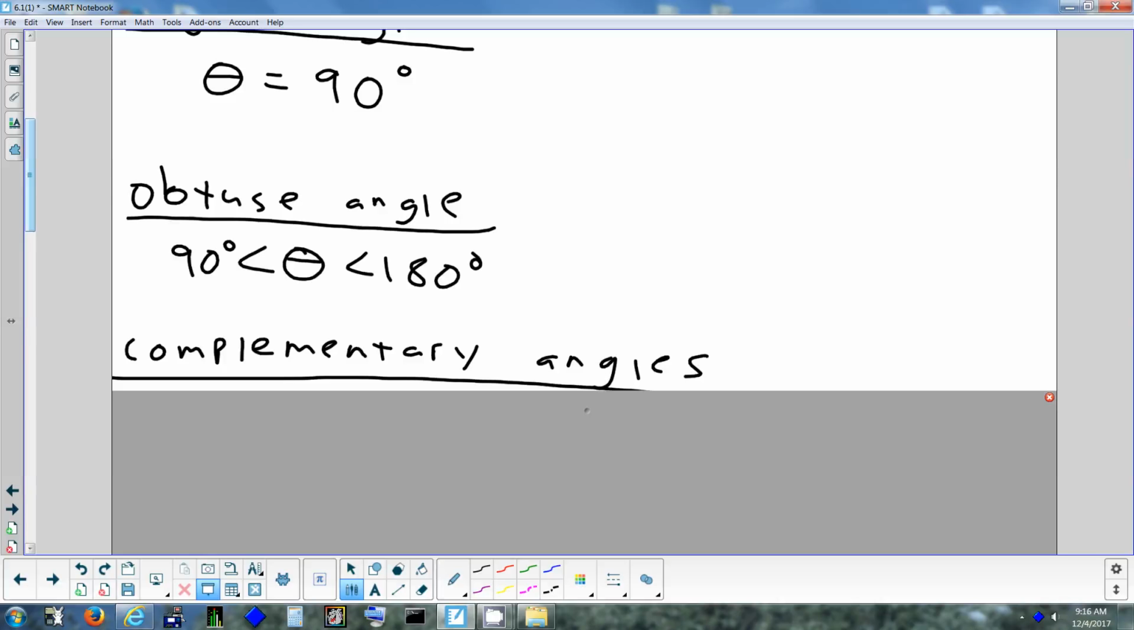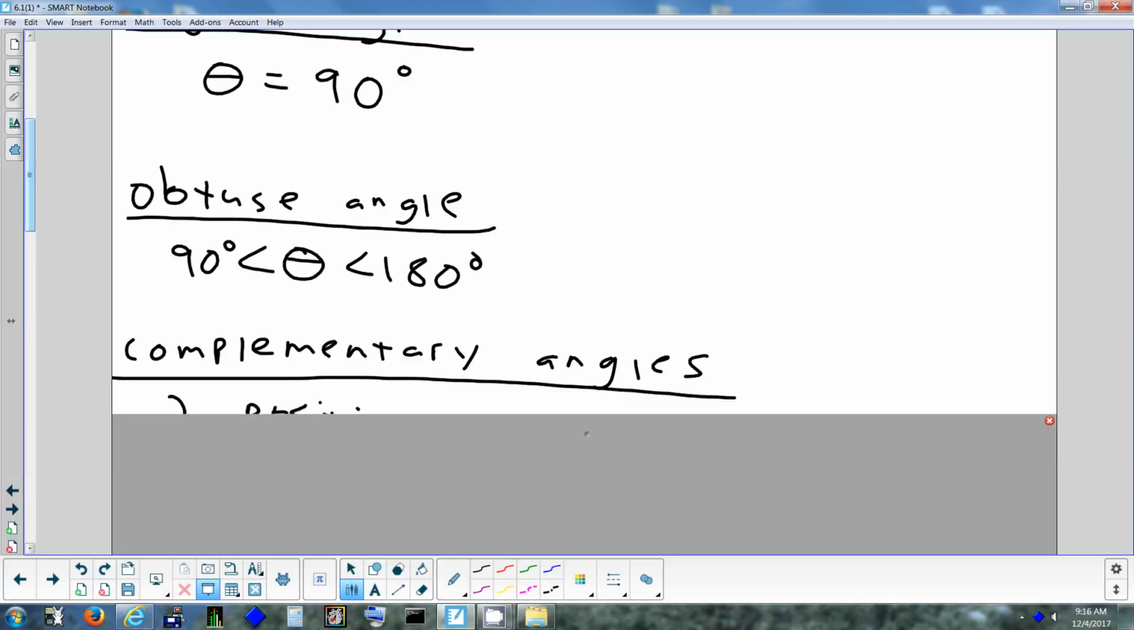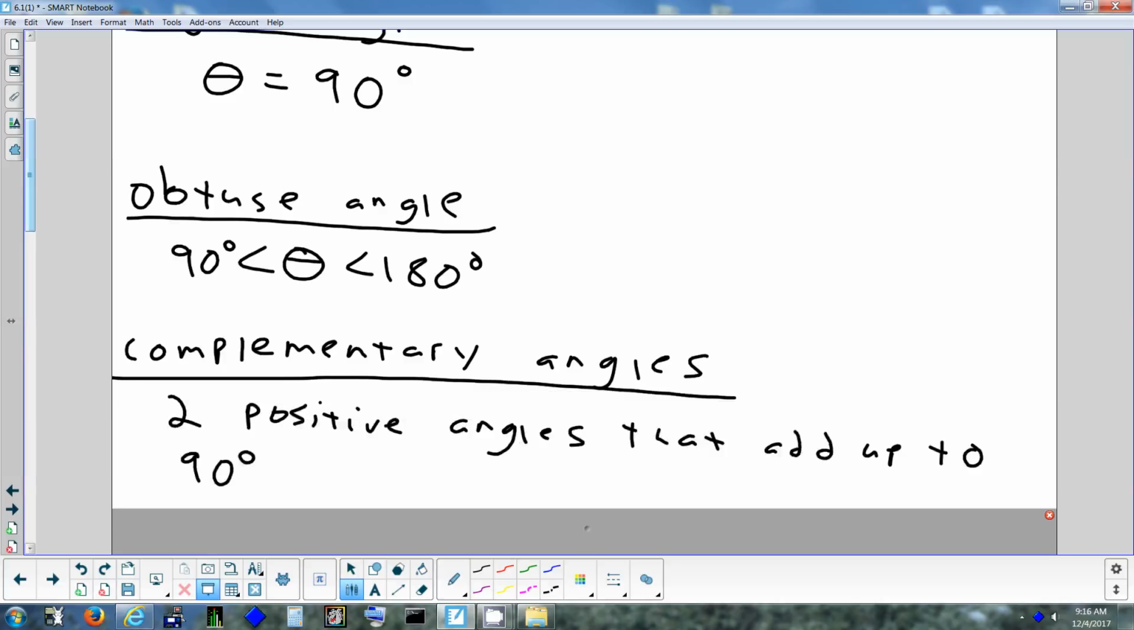Anybody know the other condition you have to have? Yeah? They have to be acute. Right, I kind of said it on accident. They have to be acute. Or in other words, they have to be positive. For example, if you had -10 and 100, those are not complementary. They do add up to 90, but they have to be acute angles that add up to 90.